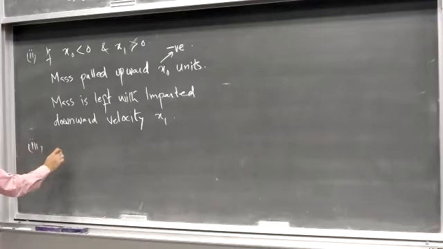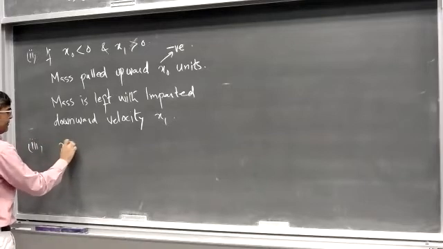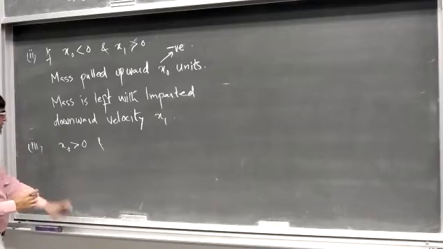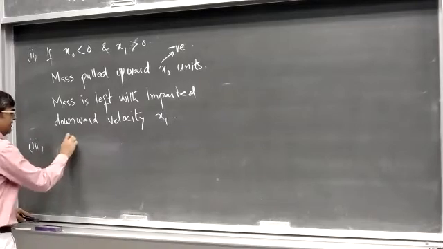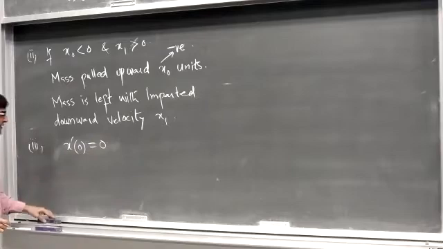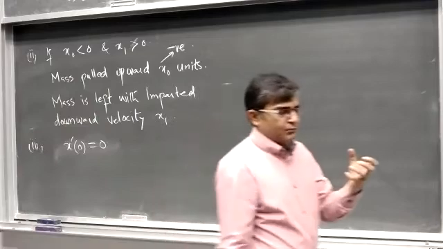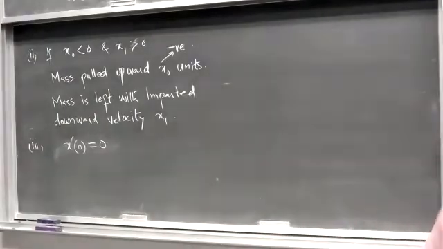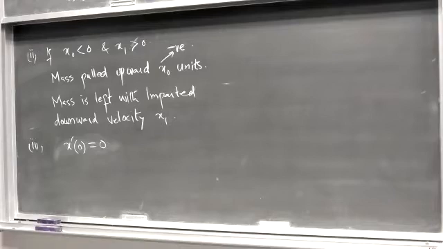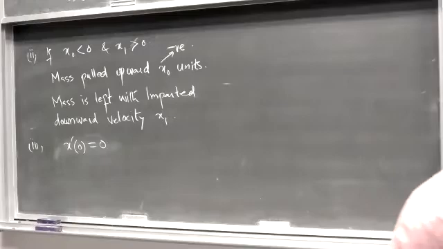In the third case, if x0, for example, is greater than 0, and you can take it only for x dash of 0 is equal to 0. If the velocity is 0, what does it mean? The mass is either pulled down or upward and left with the initial velocity 0. It means it is left from rest. So this is what you have to remember for solving spring mass system problems.